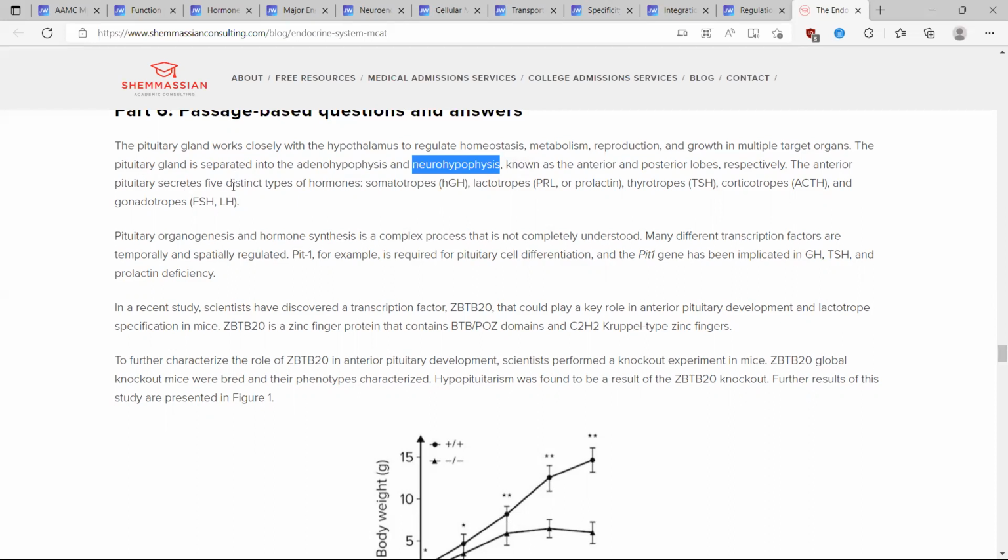Pituitary, five types of cells: somatotropes, HGH; lactotropes, PRL.